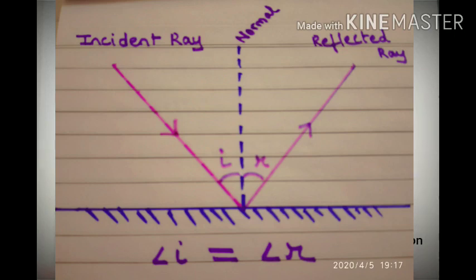Where the incident ray is intersecting the plane surface, we have drawn a normal, that is a perpendicular. And you can see the angle that the incident ray is making with the normal, that we call as angle of incidence. And the angle that the reflected ray will make with the normal, we call as angle of reflection. The law of reflection says angle of incidence is equal to angle of reflection. Remember, this rule follows every time. Whenever you will have reflection, you will have angle of incidence exactly equal to the angle of reflection.